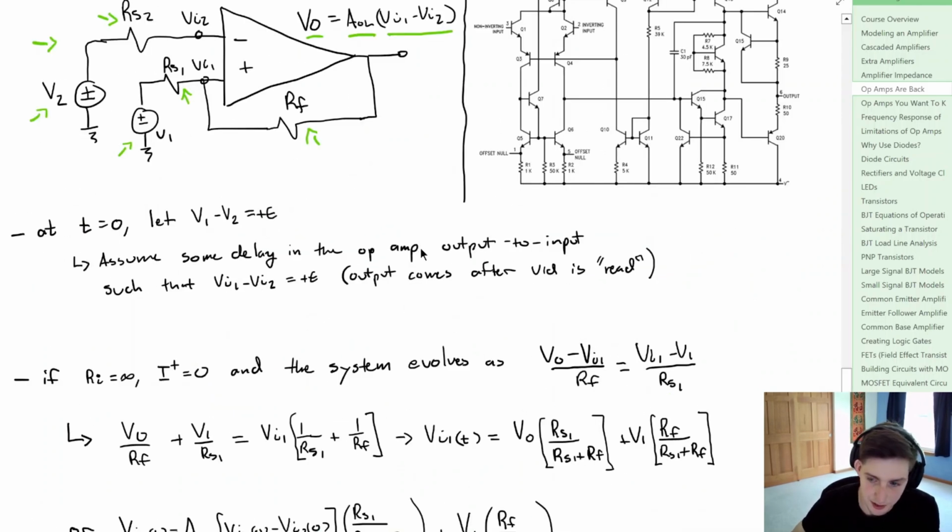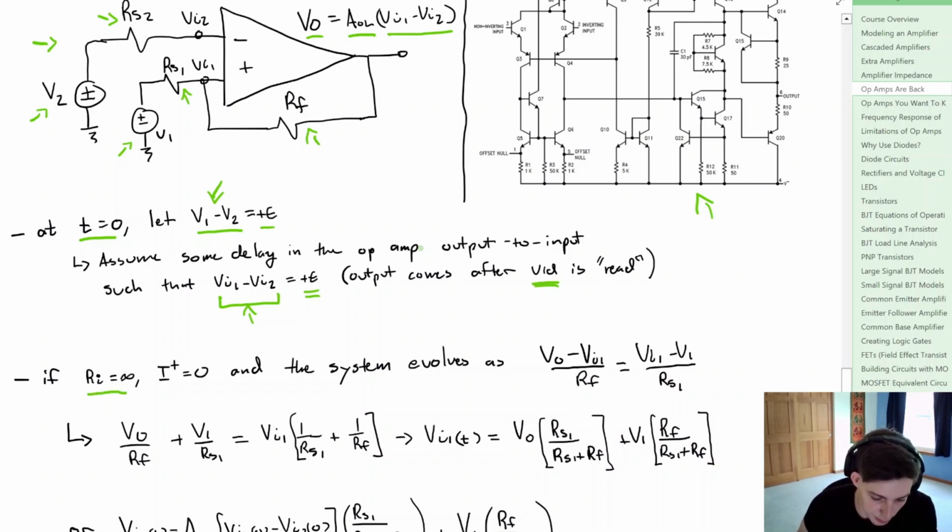Nevertheless, we're going to consider this in a timing diagram. Let's say at t equals 0, the differential voltage is equal to plus epsilon, some positive value. Because we have a bunch of stuff inside the op amp, there's some delay between output and input. If the differential input voltage is plus epsilon, the output comes after the differential input voltage is, quote unquote, read.